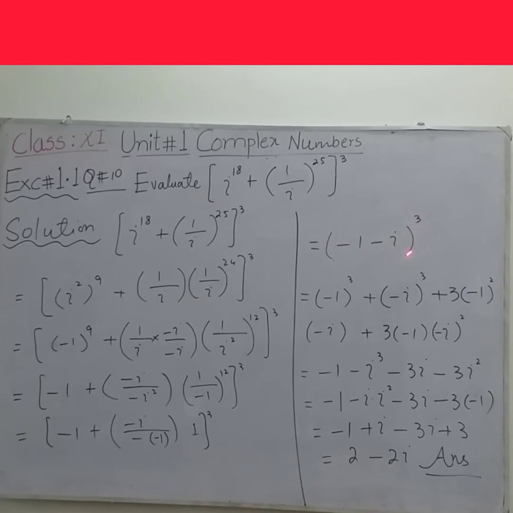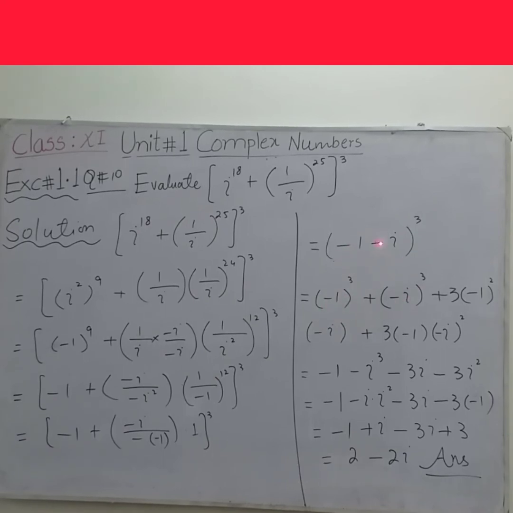Now by using the formula (a plus b) whole cube, we have a cube plus b cube plus 3a square b plus 3ab square. Here a is minus 1 and b is minus iota. So (minus 1) whole cube plus (minus iota) whole cube plus 3 into (minus 1) square into minus iota plus 3 into minus 1 into (minus iota) square. Minus 1 whole cube gives minus 1. Minus iota whole cube gives minus iota cube.